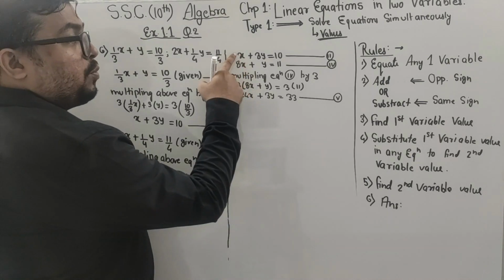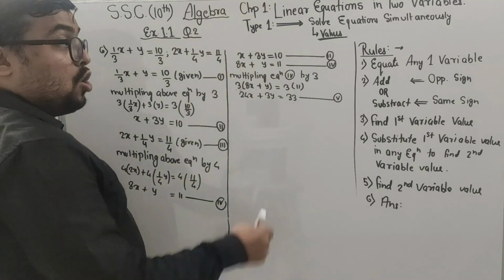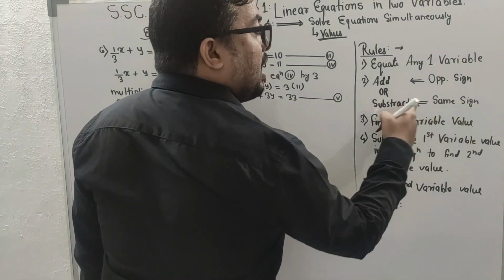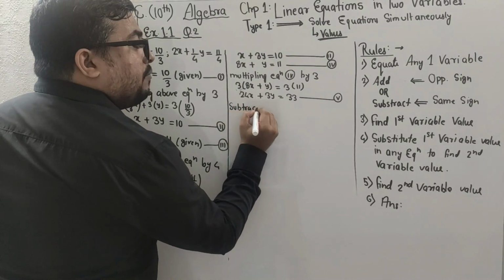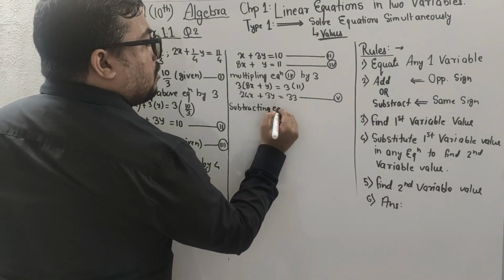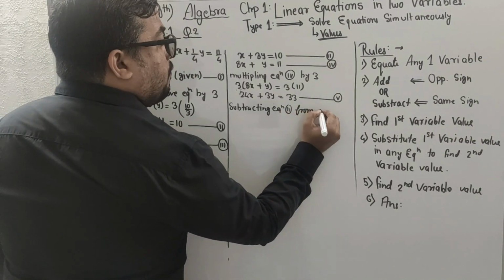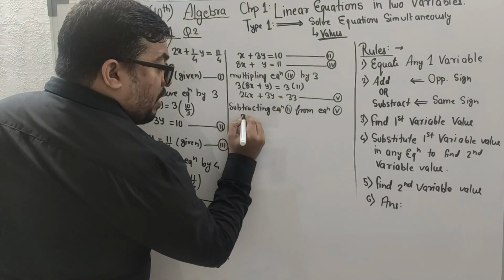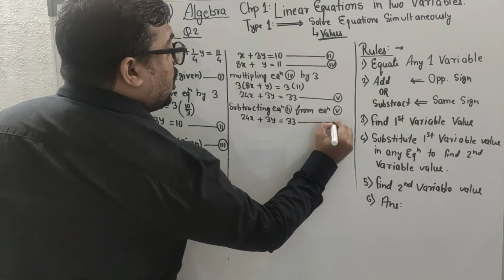Now students, equation number 2 and equation number 5 have the same 3y with the same sign, plus and plus. So for the same sign, again you have to subtract. You will write: subtracting equation 2 from equation 5. Now you will subtract. So 24x plus 3y is equal to 33. This is your equation number 5.